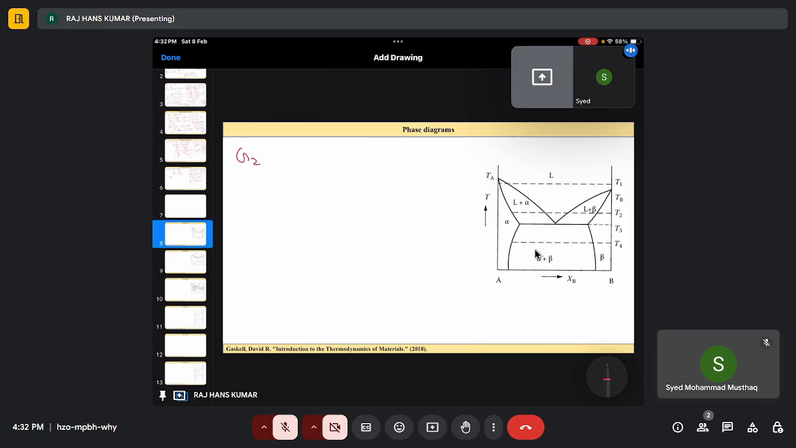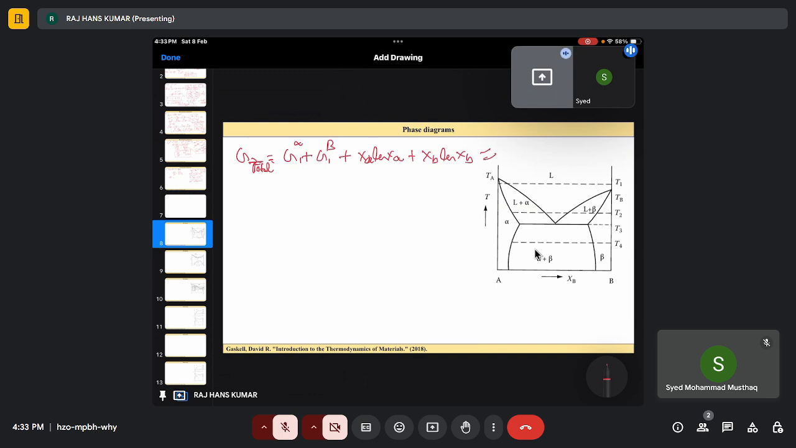Now, if you have two phases, then the final free energy after mixing will be equal to the initial free energy of alpha plus the initial free energy of beta, which will be G total, plus XA ln XA plus XB ln XB. Now, this is for ideal solutions.